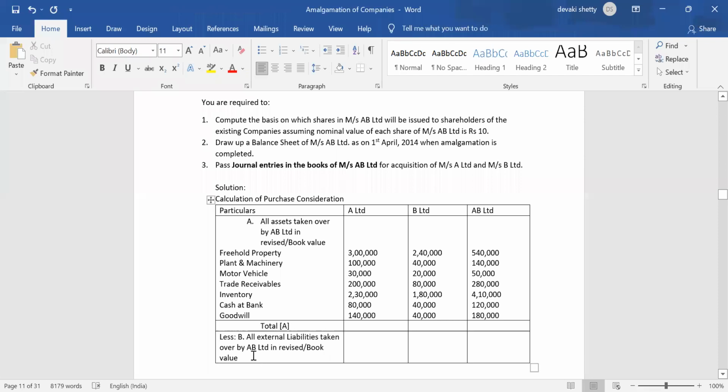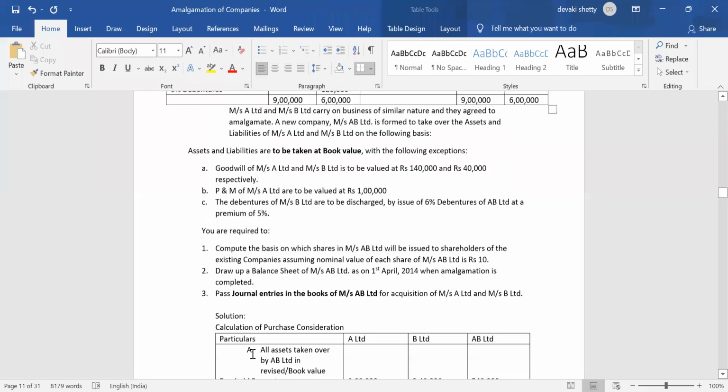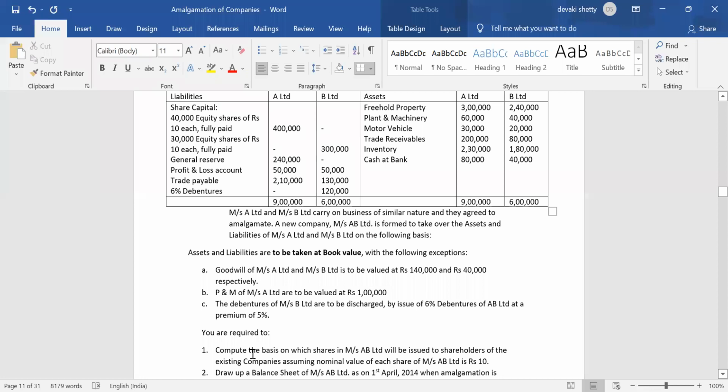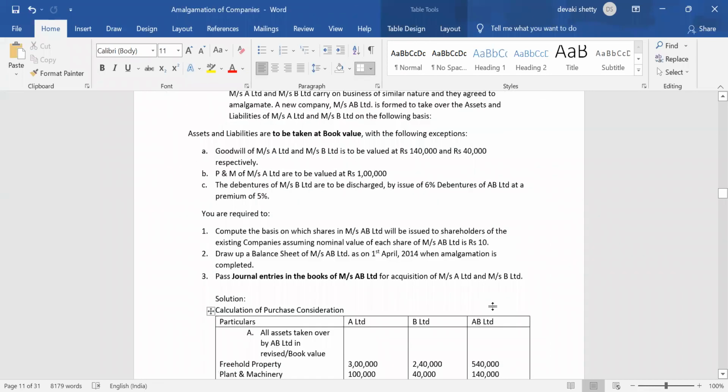So let us see what is there. In liabilities, share capital and reserves will not come. That will be divided to shareholders. So other than that, we have two liabilities. Trade payable 2,10,000, 1,30,000 and debentures 1,20,000, but new value is given, 5% premium.